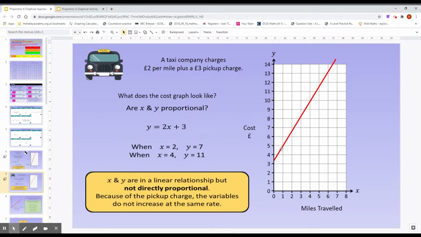So once we start plotting them, we can join them by a straight line. Now, they are in a linear relationship because it goes on one straight line. However, are they directly proportional? They're not, because the pickup charge means the variables do not increase at the same rate.